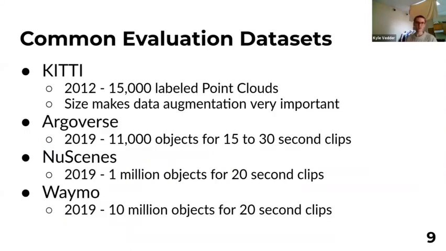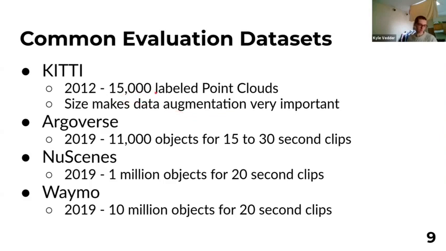So I mentioned KITTI several times now. It's the most famous and most popular data set because it came out in 2012. This is the same year that AlexNet came out. AlexNet essentially kicked off the deep learning revolution in vision. And it is fairly small by today's standards, but it was big at the time, right? There's 15,000 labeled point clouds. And typically what they do is they split them into 7,500 as training, 7,500 as test. Because this is a relatively small data set by today's standards, there's a lot of data augmentation that you need to do in order to perform well.